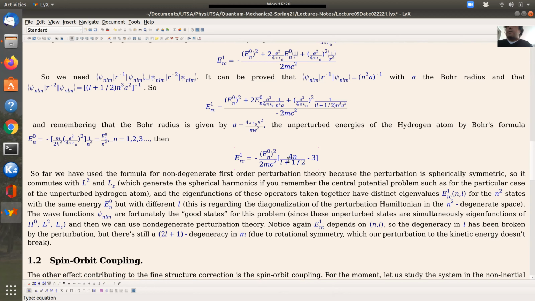So what happens is that the perturbation is spherically symmetric, and it commutes with the angular momentum operator L squared and the z component of L. So if you remember your study of the unperturbed hydrogen atom, with these two operators, you can essentially generate the spherical harmonics by using them as ladder operators.